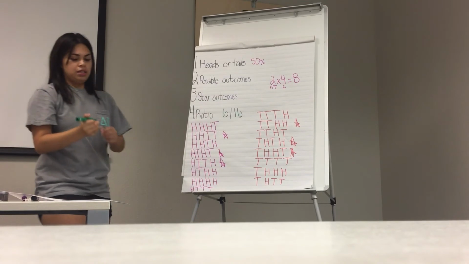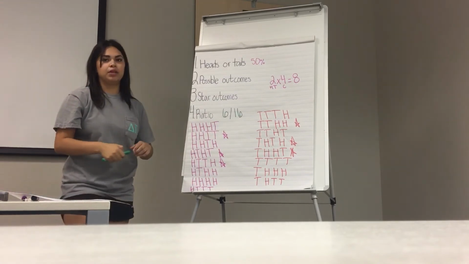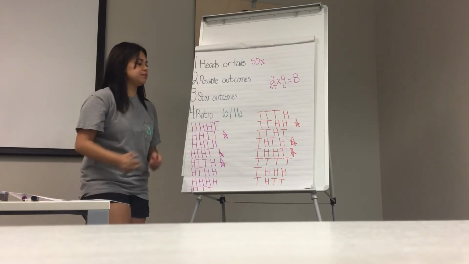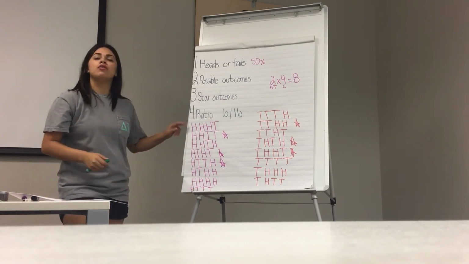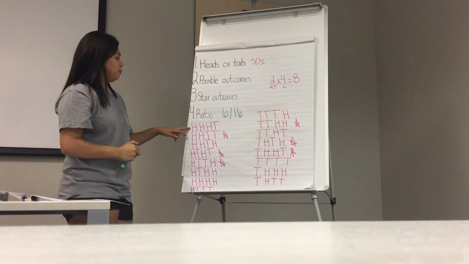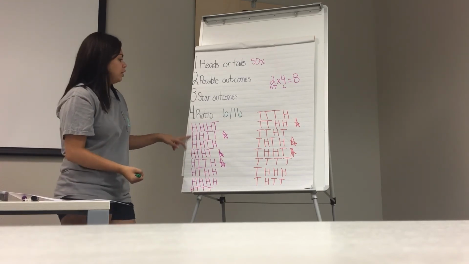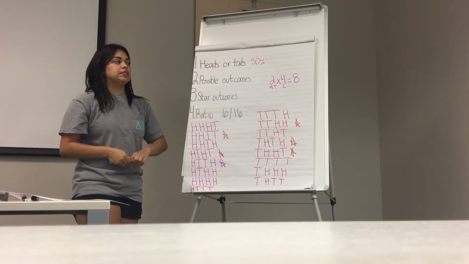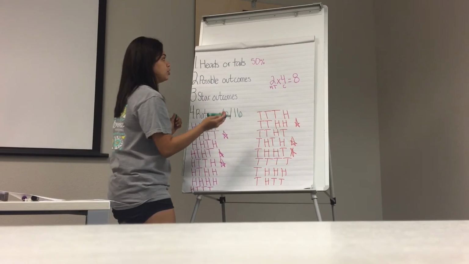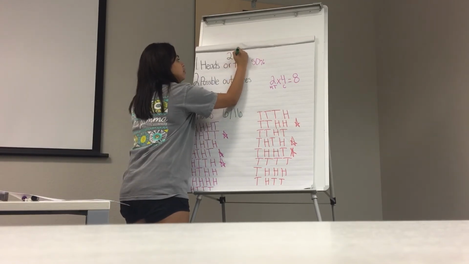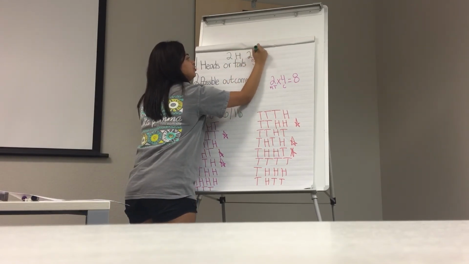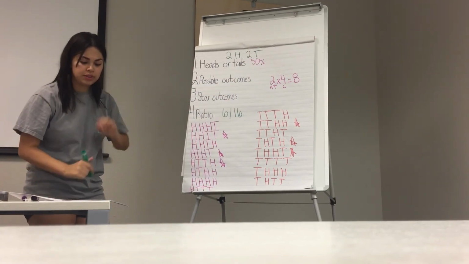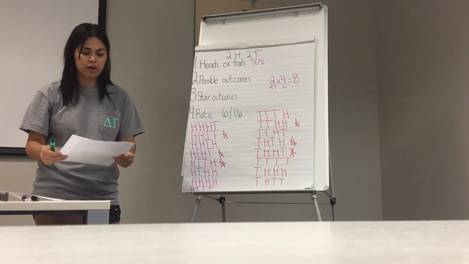6 out of 16. So if you're flipping a coin 1 time, you get 50-50 chance of getting it heads or tails. And if we took 4 coins and flip them each 1 time, there are 6 possible ways that we can get 2 heads and 2 tails. And that is what we are trying to do. 2 heads and 2 tails. So that's what we did.